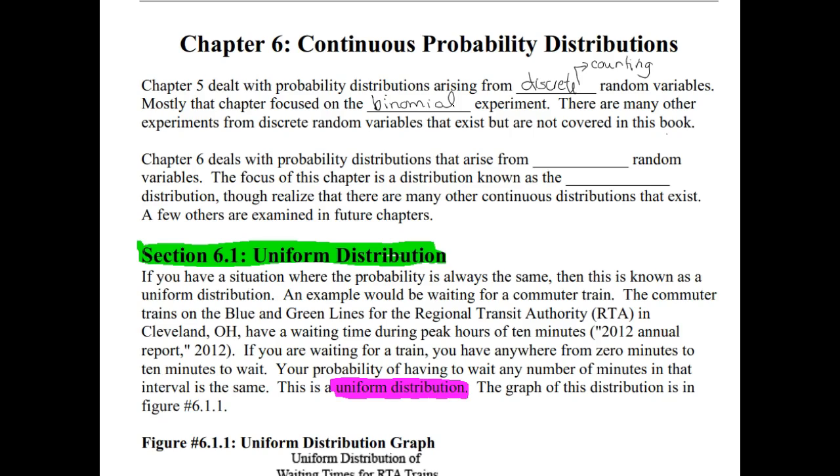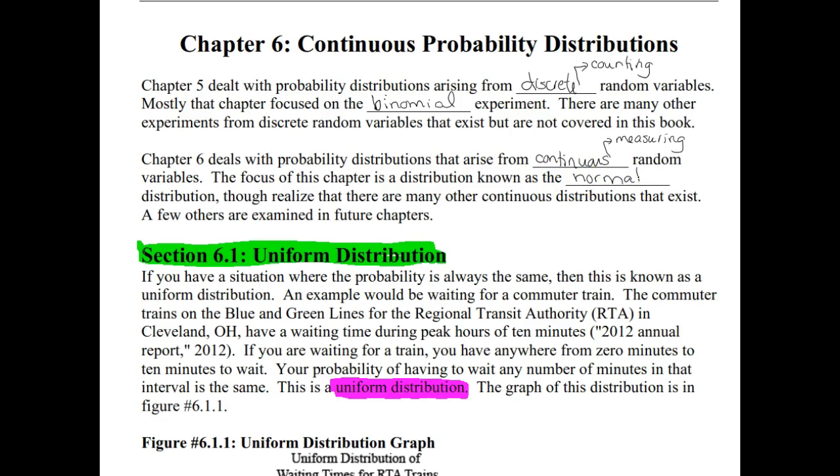Again, it's just one intro course to statistics, but the most common discrete random variable we have is a binomial experiment, where we're just counting the number of objects that are in some category of interest out of the n objects that we sampled. Well, now Chapter 6 is going to deal with probability distributions that arise from continuous random variables. Keep in mind that continuous random variables are usually measuring things, like time and distance and volume and temperatures and heights and lengths and so on. So the focus of this chapter is a distribution known as the normal distribution.